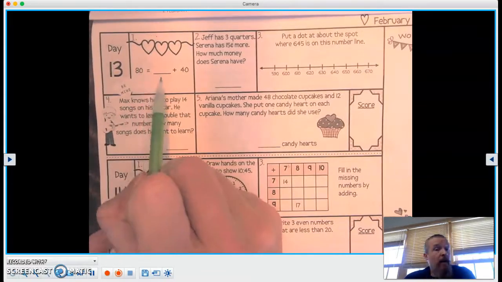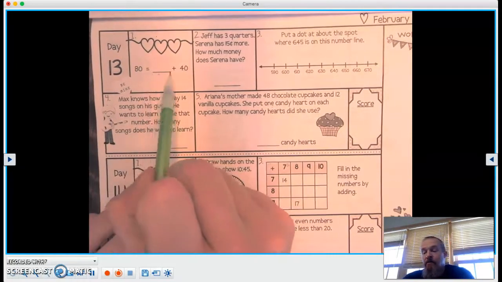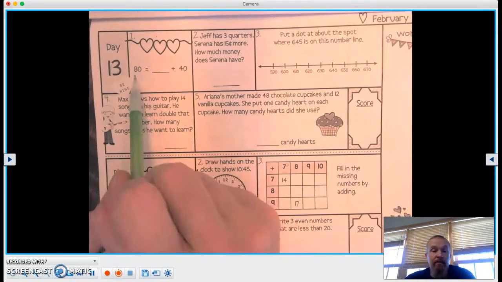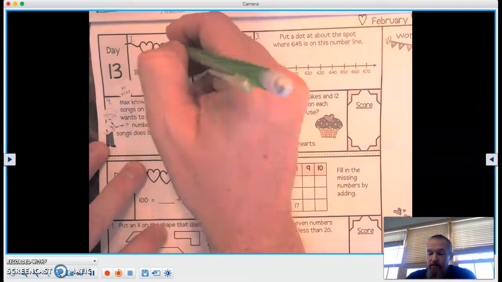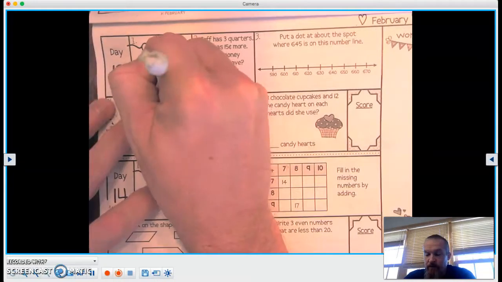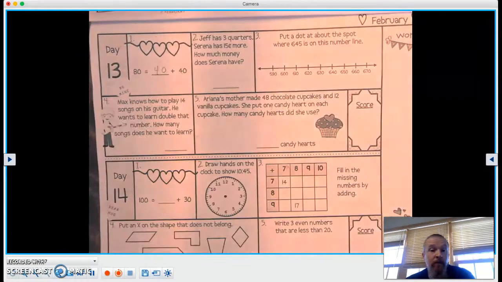So I see we're missing a part. So if we're missing one part, then we need to subtract one part from the whole. So 8 minus 4, let's cover up the zeros, 8 minus 4 is 4. So 80 minus 40 would be 40.